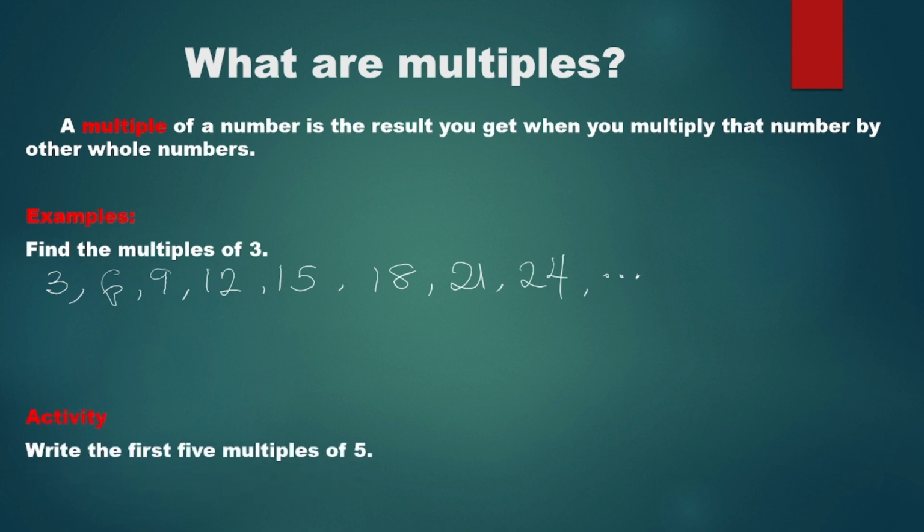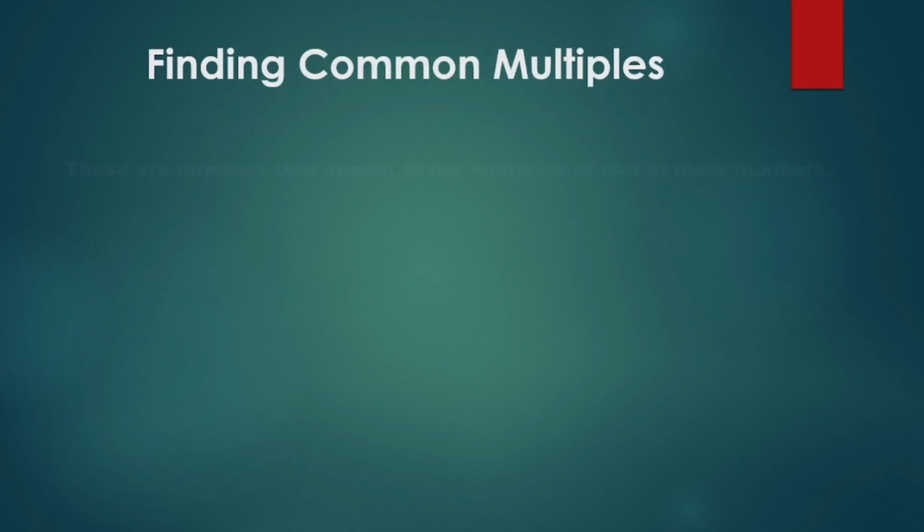Write the first 5 multiples of 5. If your answers are 5, 10, 15, 20, and 25, you are correct. Let's go on to look at common multiples.